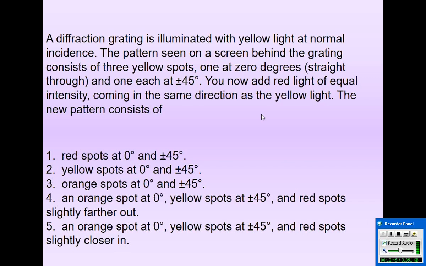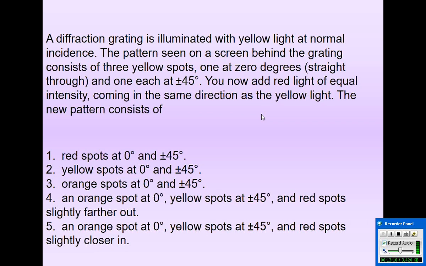Now, let's mix in red light with that yellow light. And we'll assume the red light has equal intensity, so it won't swamp out the yellow, nor will the yellow swamp out the red. And we pass that red light through the diffraction grating mixed with the yellow light. What would the new pattern look like? And you can see the different options.